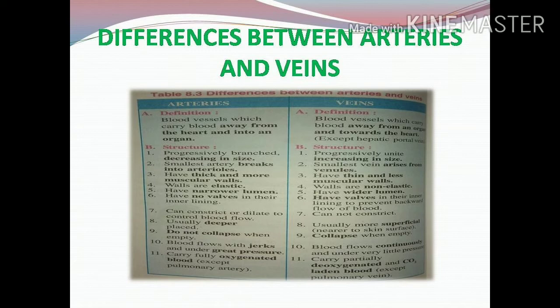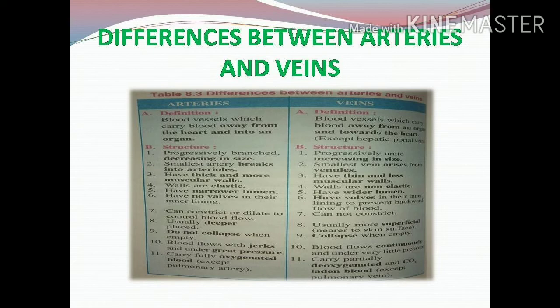Next, arteries have thick and more muscular walls, and veins have thin muscular walls. And walls are elastic. In arteries walls are elastic, in veins walls are non-elastic. And the artery has a narrow lumen, the vein has a wider lumen. And next, in the artery there are no valves, but in the veins we can see valves.